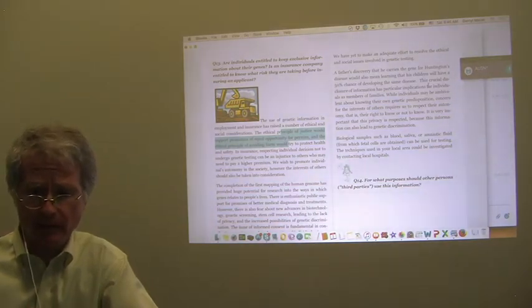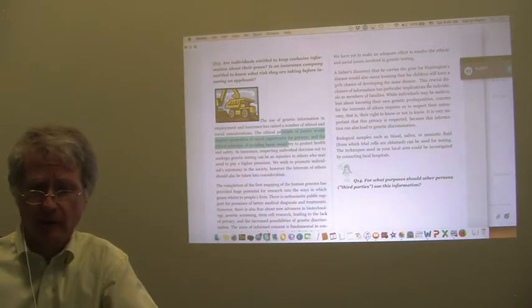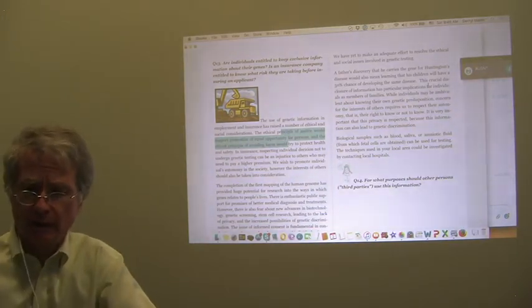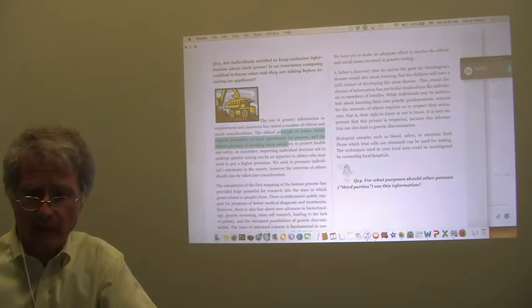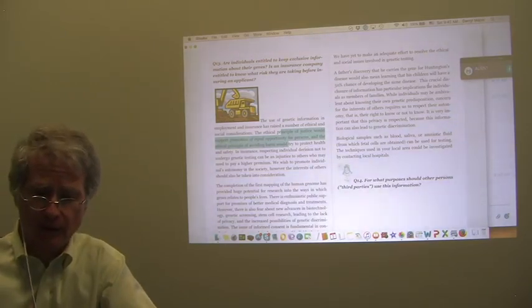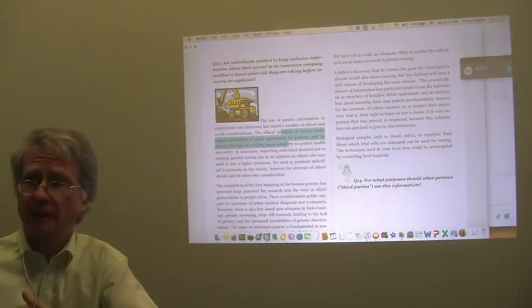While individuals may be ambivalent about knowing their own genetic predisposition, concern for the interests of others requires us to respect their autonomy, that is, their right to know or not to know. It's very important for this privacy to be respected, because this information can also lead to genetic discrimination.